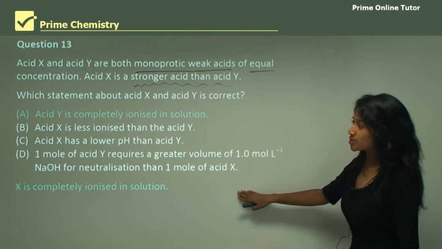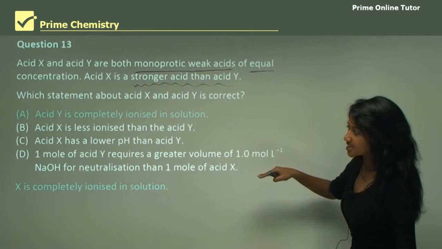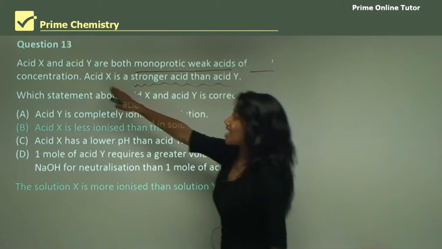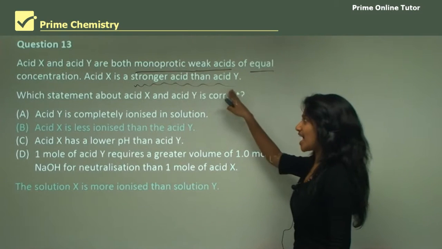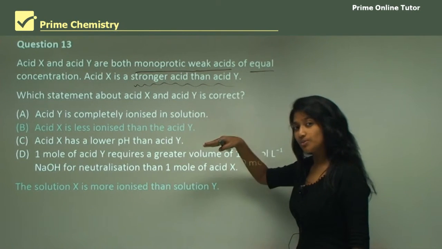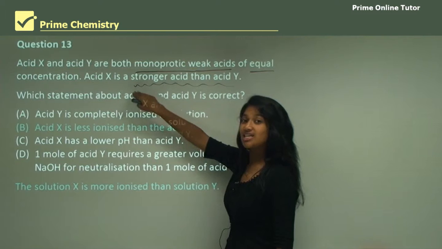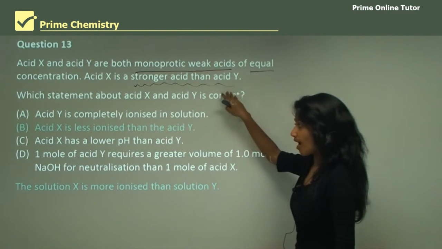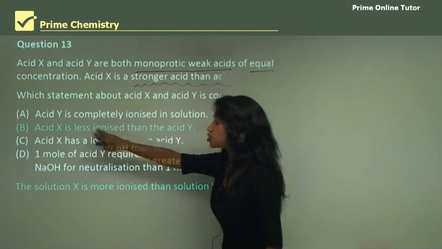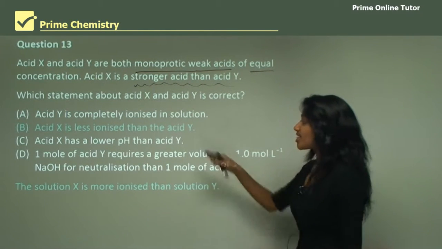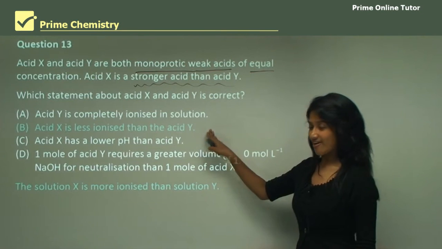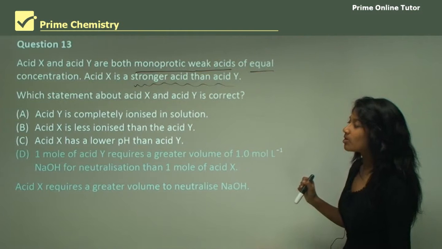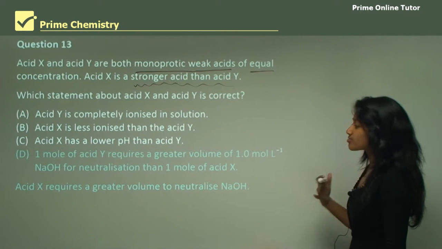Now moving to option B now. B says acid X is less ionized than acid Y. We know that acid X is a stronger acid than acid Y, which means that acid X is going to have more ions or more hydronium ions than acid Y. Therefore, acid X should actually be more ionized than acid Y. So B is incorrect.